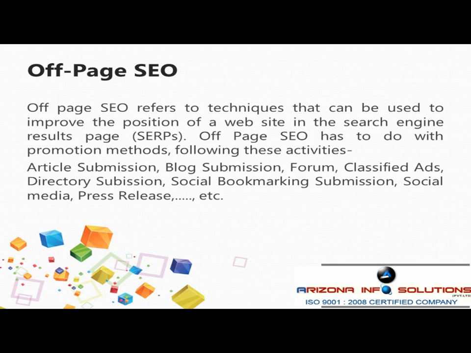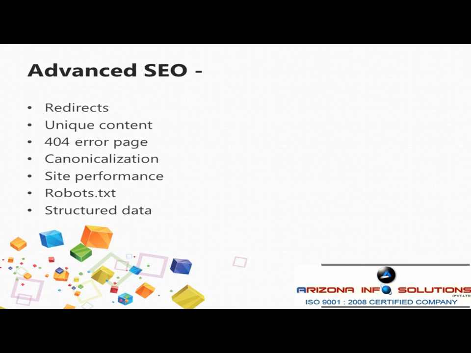Off-page SEO. Off-page SEO refers to techniques that can be used to improve the position of a website in the search engine results page, SERPs. Off-page SEO has to do with promotion methods, following these activities: article submission, blog submission, forum, classified ads, directory submission, social bookmarking submission, social media, press release, etc.